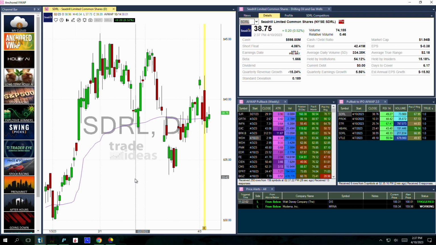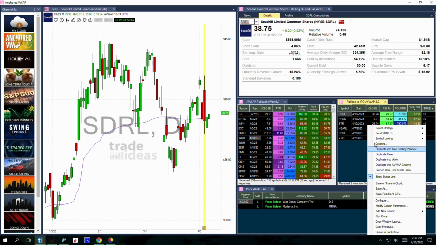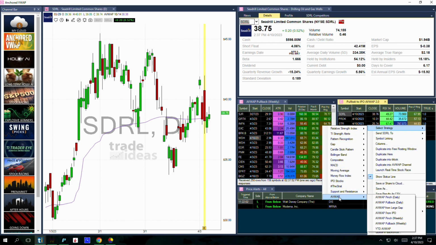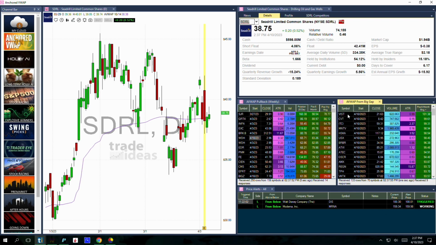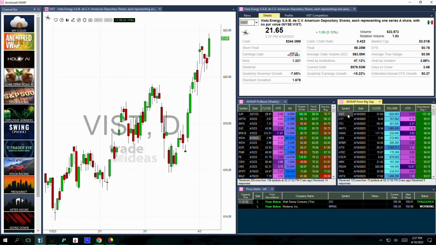So by changing the anchor point on this pullback scan, we're basically looking for where things are significant, right? So here is the pullback from a large gap. So it's looking at this big gap that happened here on VIST, and at least this morning before this ramp up happened, it was sitting right in that range. So that's the pullback strategy.